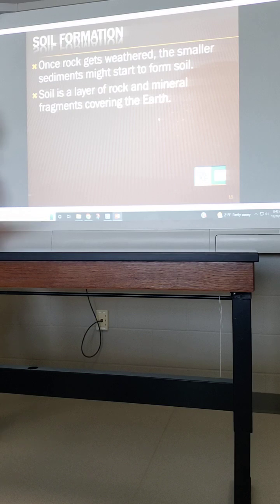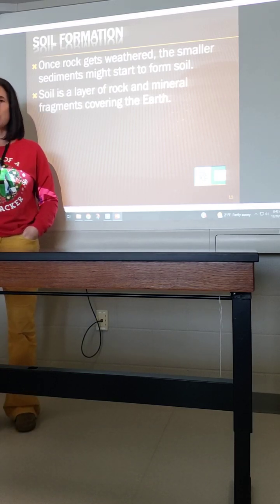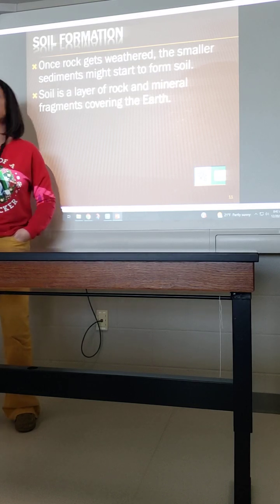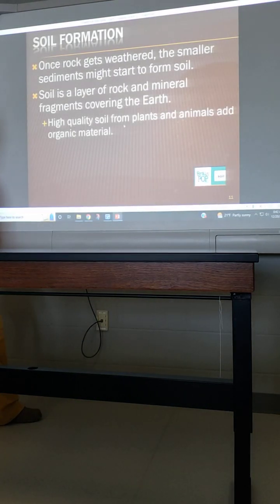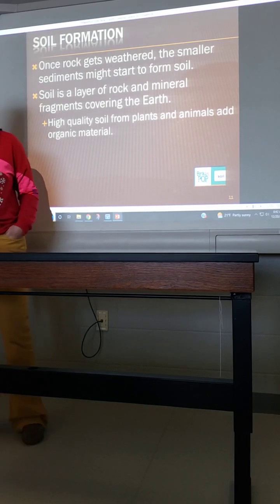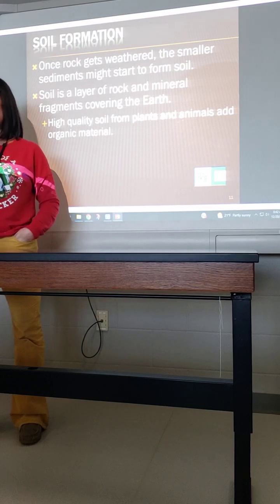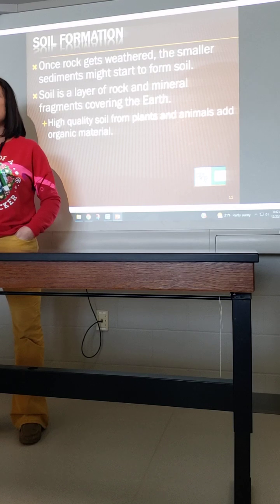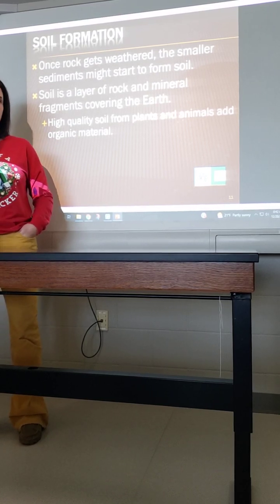But it all depends on what is making up that soil, right? So what things are there, what have gotten broken down into smaller pieces and eventually formed into that soil. And so high quality soil from plants and animals adds an organic layer. So we know that things don't live forever, and this is true of both plants and animals. So if you have plants that are going through the natural life cycle and they die, well then they're going to lay where they die typically, and then they will start to decay.